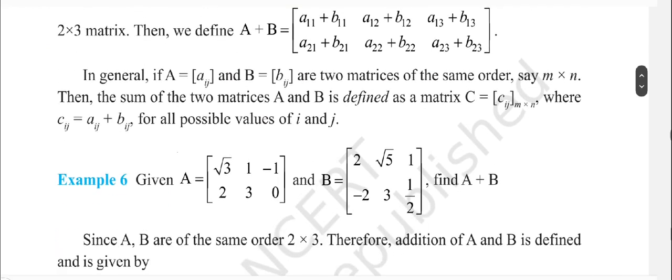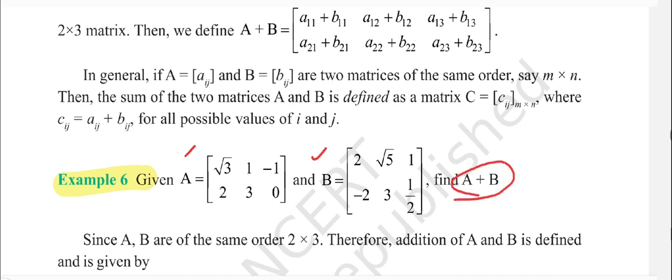Here is example number 6. What we have to do is, we are given two matrices, matrix A and matrix B. We have to find A plus B. Basically we have to add these two matrices. What is our task? Our task is addition. What is the condition that we have to see? The thing that we have to see in case of addition is that the two matrices which we are going to add should have the same order. This is the condition. If the two or more matrices we are going to add have the same order, then we are good to go. We can simply add them.